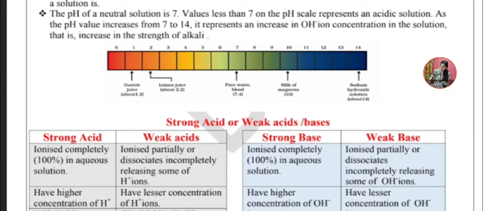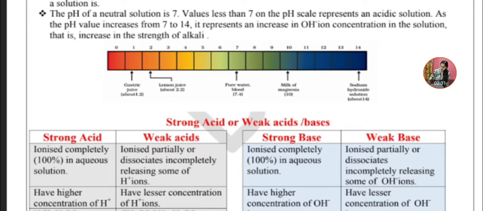For example, you can see here on the scale pure water. Pure water has reading 7. It means it is neutral. Gastric juice is about 1.2 on our left hand side. Its hydrogen ion concentration is very high, so it is acidic. Milk of magnesia, which has a pH reading of 10, is on our right hand side. It is basic. I think it is clear to you.